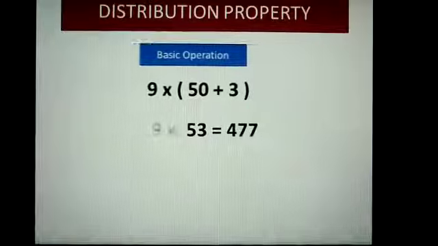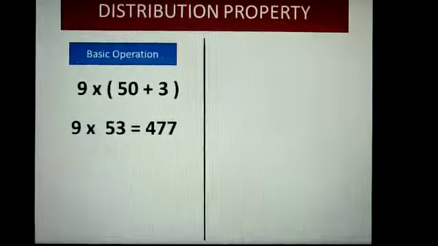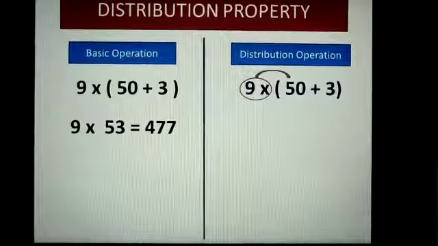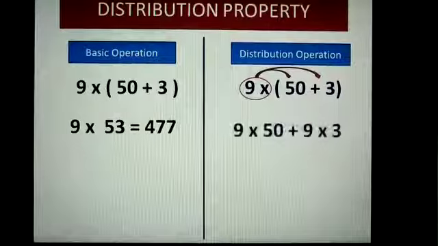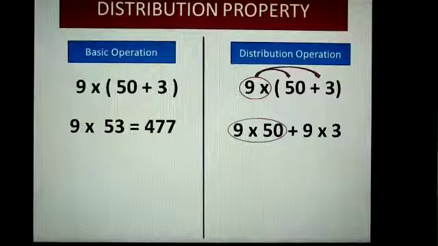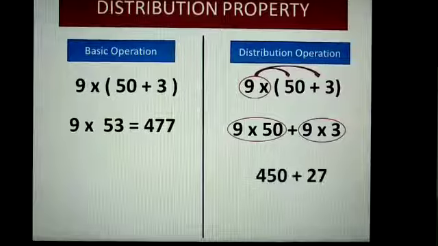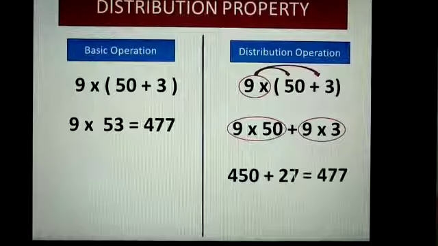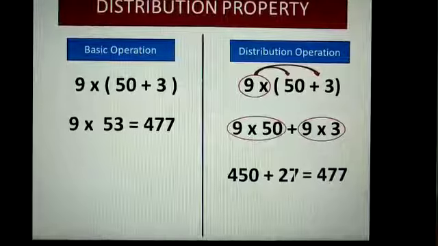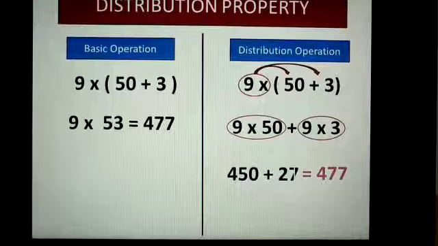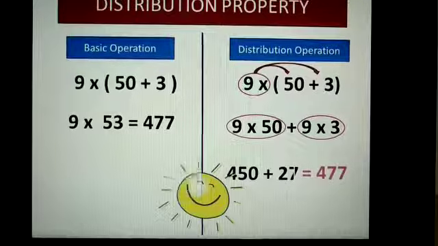But we apply distributive property and change this expression into a different form. 9 times 50 plus 9 times 3, and that is easier to do mentally. 9 times 50 is 450 and 9 times 3 is 27. So the answer is 450 plus 27 is equal to 477.